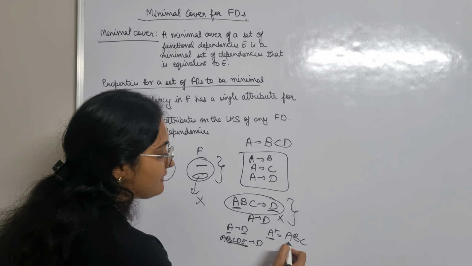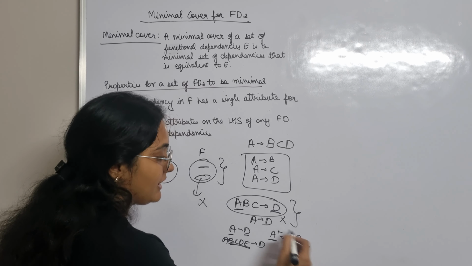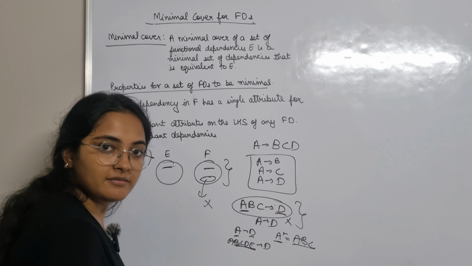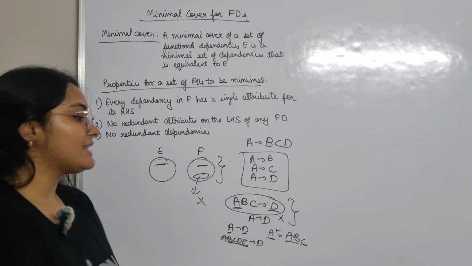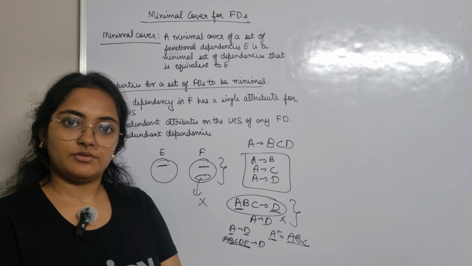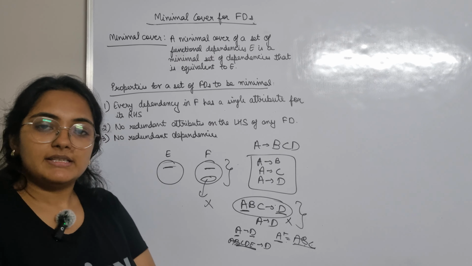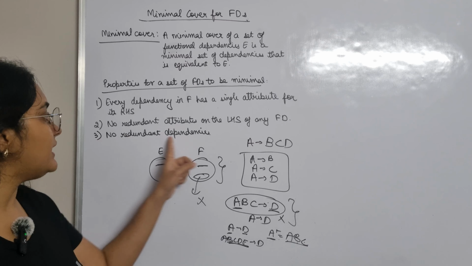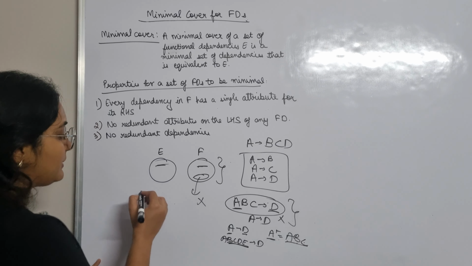Why? Because A itself can determine A, B, C, everything. Then A can definitely determine D, right? So this is how we remove the redundant set of attributes. Okay, we will see in the examples, it will be more clear. Now, no redundant dependencies. Redundant dependencies should not be there.